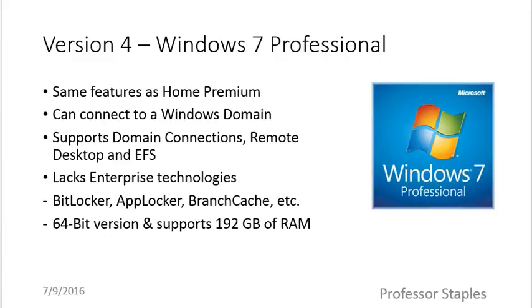Windows 7 Professional has the same features as Windows 7 Home Premium, but it has some advantages. It can connect to a Windows domain. It supports domain connections, remote desktop, and EFS. However, it lacks enterprise technology such as BitLocker, AppLocker, and BranchCache. There is a 64-bit version and a 32-bit version, and the 64-bit version supports 192 gigabytes of RAM.